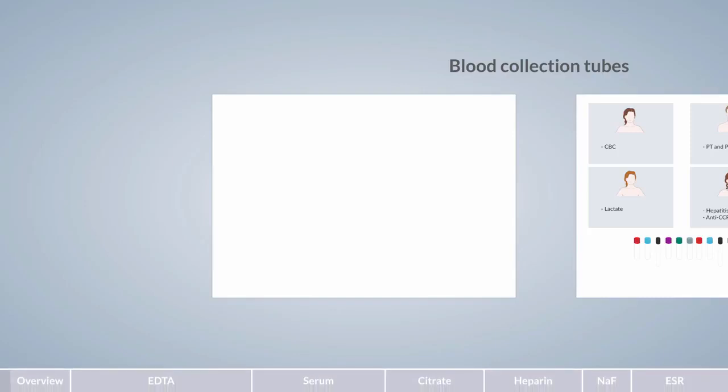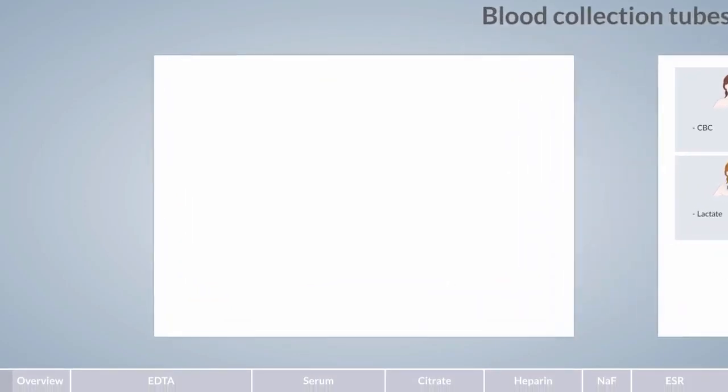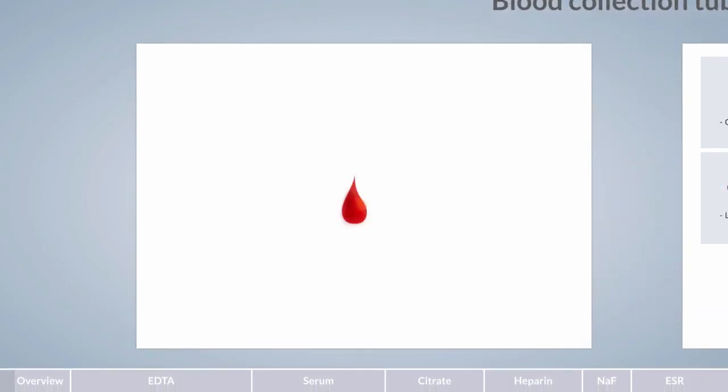Blood collection tubes. Hi there. Welcome to another Chalk Talk episode where we'll be introducing the 6 most commonly used blood collection tubes. These tubes are the serum tube, coagulation tube, erythrocyte sedimentation rate tube, heparin tube, EDTA tube, and sodium fluoride tube.